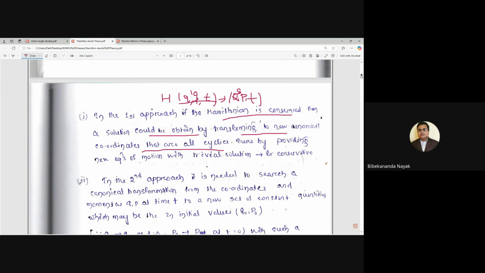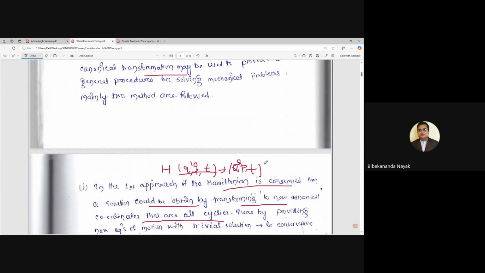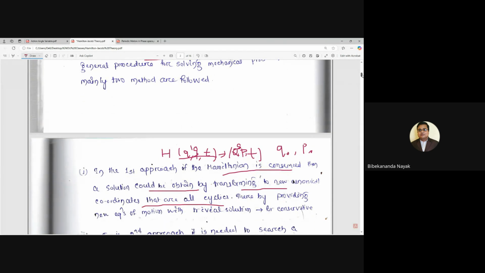The second way is a canonical transformation from one coordinate set to another new set, which may be expressed in terms of initial values. We transform to new Q, P such that the new capital Q, capital P will be initial values of small q and small p, let's say Q0, P0, some constant values. We transform in such a way that the new coordinates are constants. Then it is easy to solve.